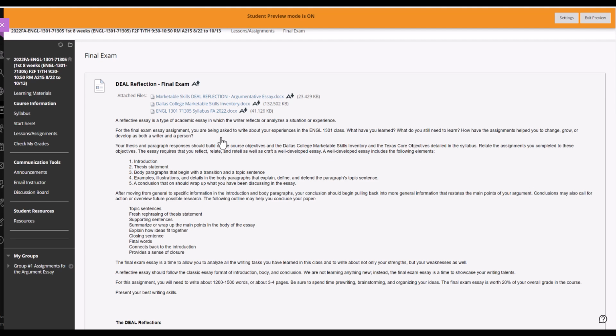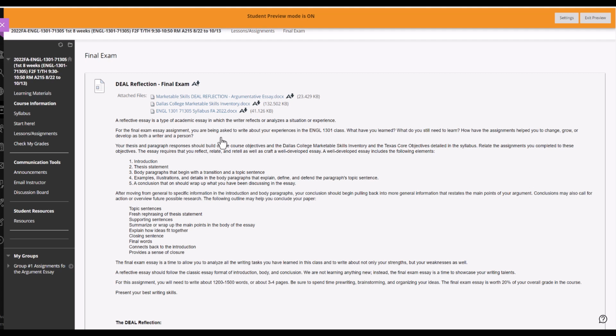After moving from general to specific information in the introduction and body paragraphs, your conclusion should begin pulling back into more general information that restates the main points of your argument. Conclusions may also call for action or overview of future possible research.